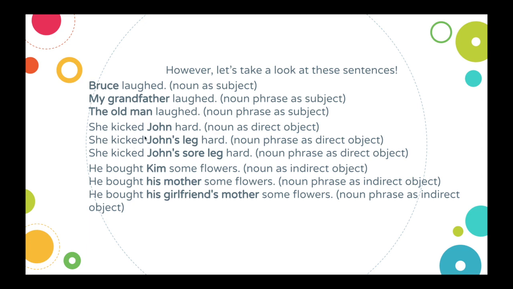So whatever the verb is doing, the immediate victim of that verb is the direct object. Compare it with the indirect object. For example, he bought Kim some flowers. In this sentence the word Kim is the indirect object because it's not something that he bought. He bought something. What is it? Some flowers. Some flowers are the direct object, because what was bought was the flowers, not Kim.